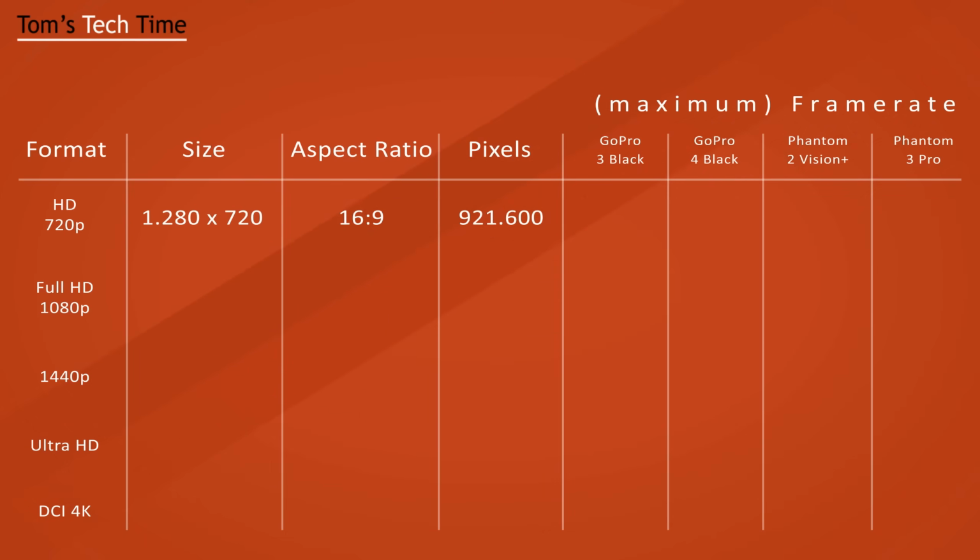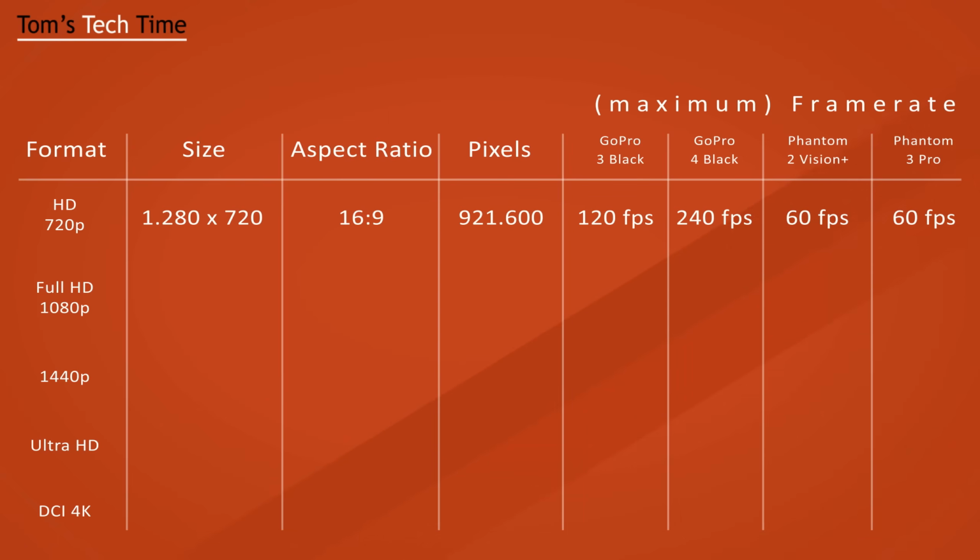With the GoPro Hero 3 Black, you can record with a maximum of 120 frames per second. And with the GoPro Hero 4 Black, you can record with a maximum of 240 frames per second. With the Phantom 2 Vision Plus, you can record 720p with 60 frames per second only, which is kind of weak. And with the Phantom 3 Professional, you can record 720p with a maximum of 60 frames per second as well. So the clear winner at that point would be the GoPro Hero 4 Black.